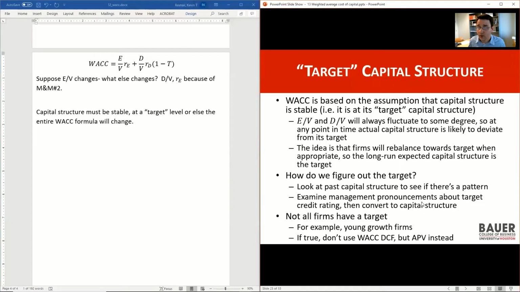We're going to introduce a new method next week called the APV, the adjusted present value, which is much more suited for situations where capital structure changes.